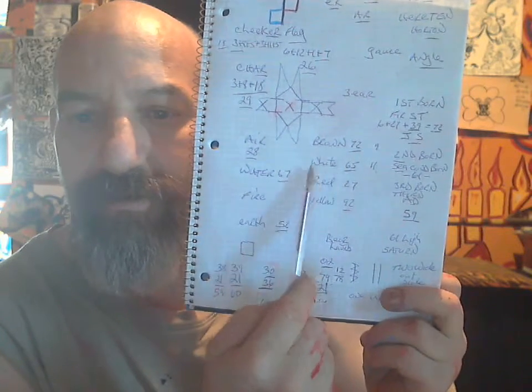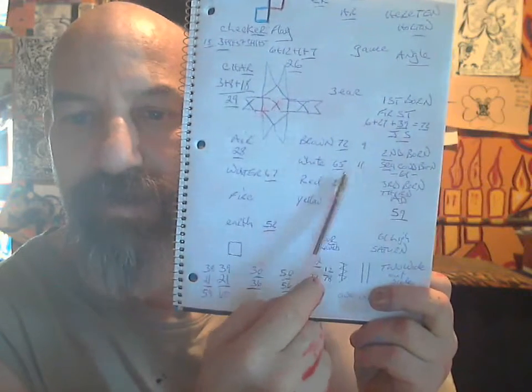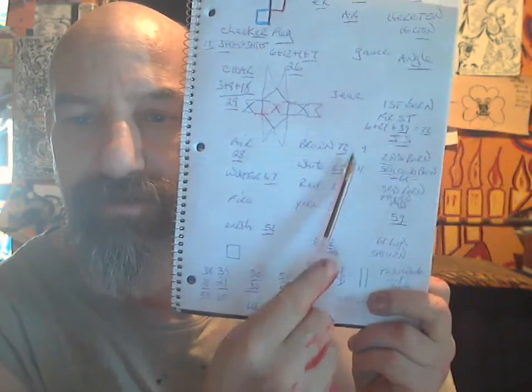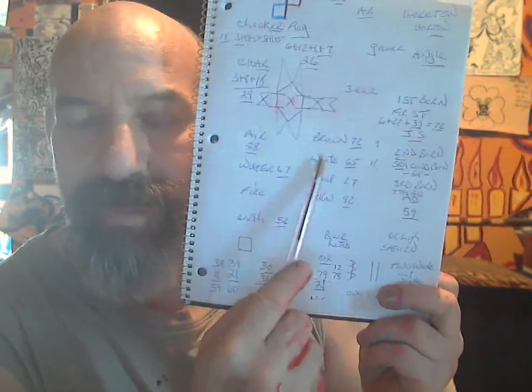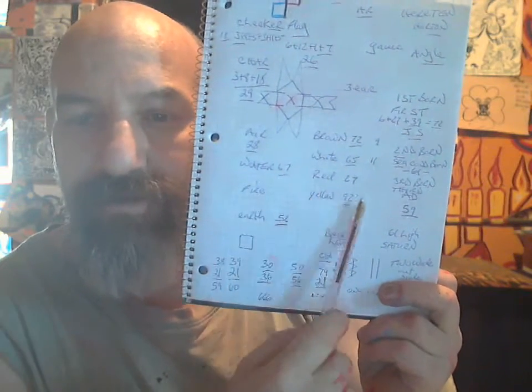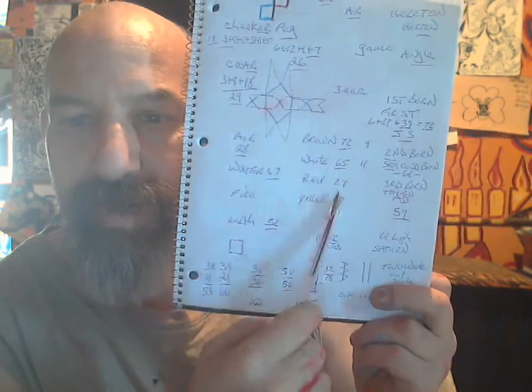Man stands alone. White is 65. Brown is 72. 911. Red is 72. 911. Brown, red, white. The red sands, the brown sands, the white horse, the red horse, the yellow man. Yellow and white, 1111. Red and brown.